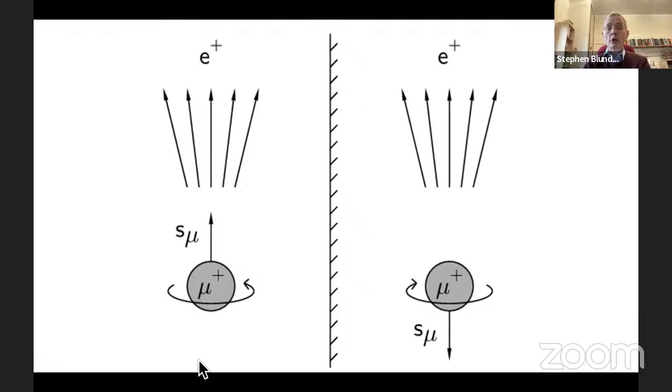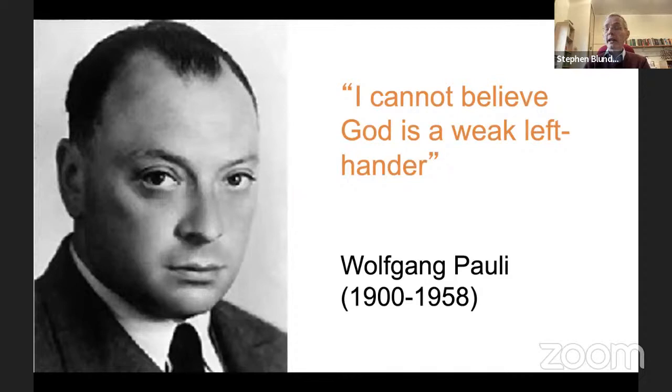And what this means is if you view this process in the mirror, now the muon is spinning in the opposite direction, but the mirror image of this positron is this positron here, now in the mirror universe, the positron is anti-parallel to the spin. And the picture on the right does not happen in our universe, only the picture on the left. And this is the violation of parity that they had discovered in the 1950s. So parity violation is crucially involved in muon decay. Wolfgang Pauli did not believe this when this result came out. "I cannot believe God is a weak left-hander," he said.